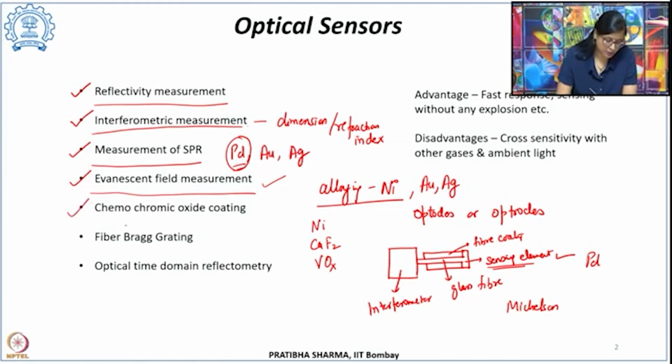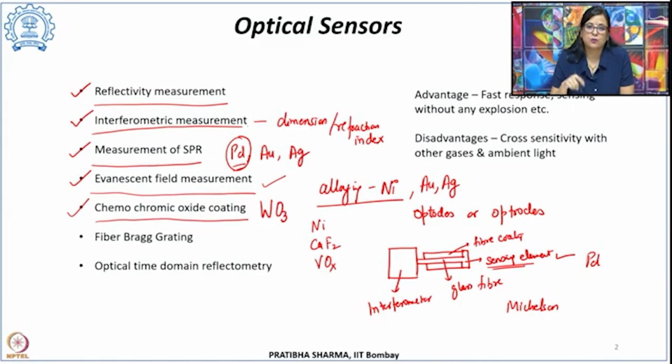Now another way could be a chemochromic oxide coating. Certain oxides react with hydrogen and change their color. One example is tungsten oxide, and this tungsten oxide on reacting with hydrogen forms tungsten bronze. They react with hydrogen and then change color, and this happens in the chemochromic oxide because of the change in the oxidation state. Now these oxides can be used as a means to detect the concentration of hydrogen.